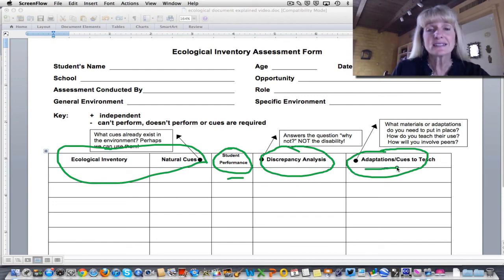That's it. That's the basic overall of the Ecological Inventory Assessment Form, and we'll continue on the next installment.